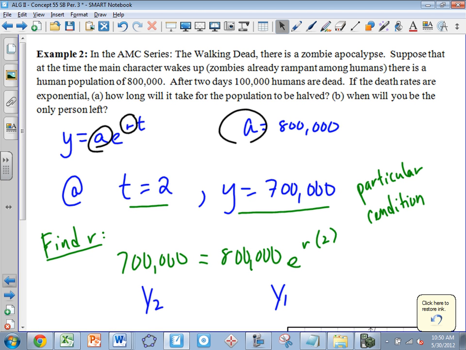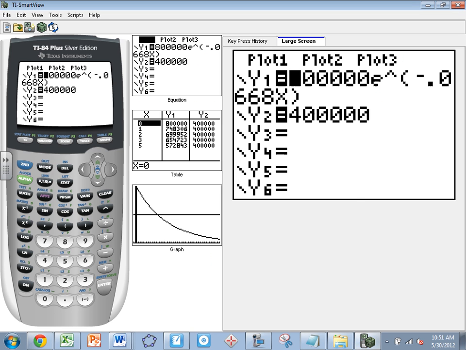Part B. When will you be the only person left? What do I do here? What do you find? Good. Again, when there's only you left, how many people are left? What's the population? So go to your Y2, everybody. Go to your Y2. Instead of 400,000, just make it 1. Hit clear, and then hit 1.